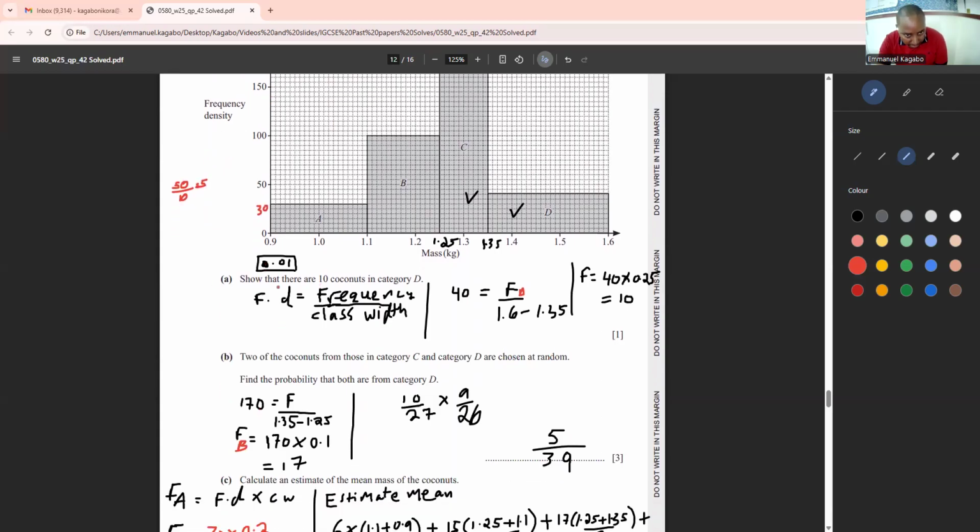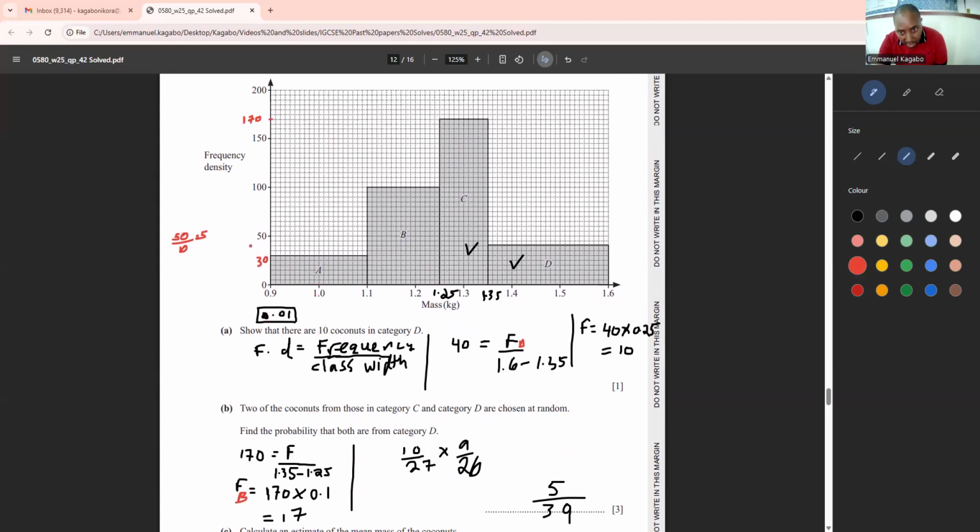Okay, show that, the first question. You have your scale here, check everything. Then they say show that there are 10 coconuts in category D. Where is D, guys? D is here. What's the class width? I have to read the scale. When I read the scale, I found here 1.35. Now, the class width will be 16 minus this. Okay? Now, that's why you see here.